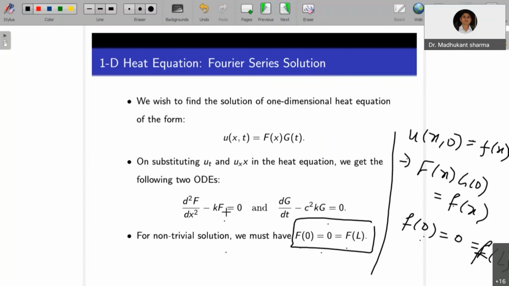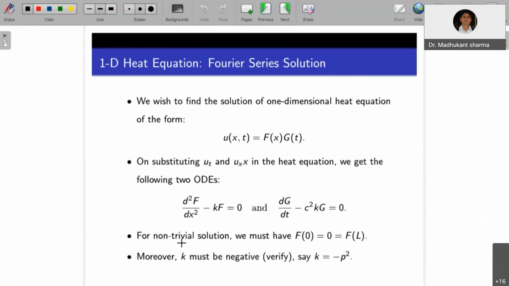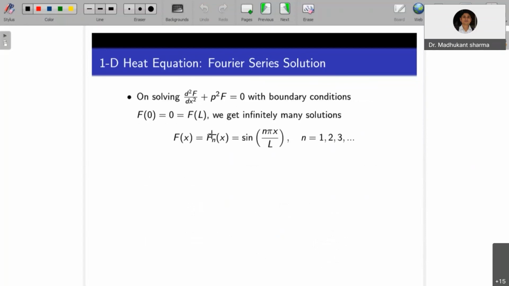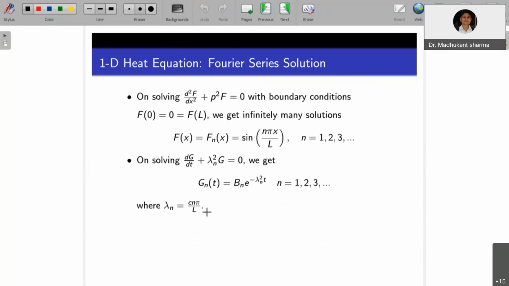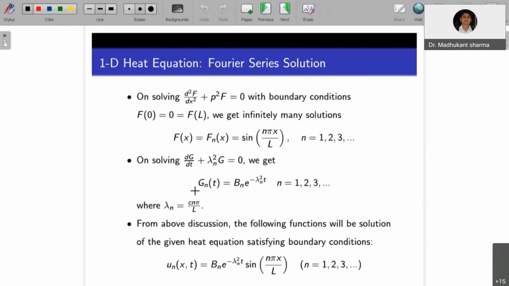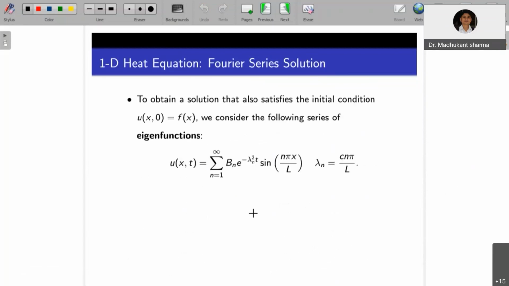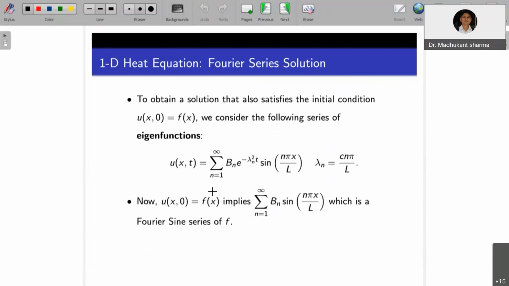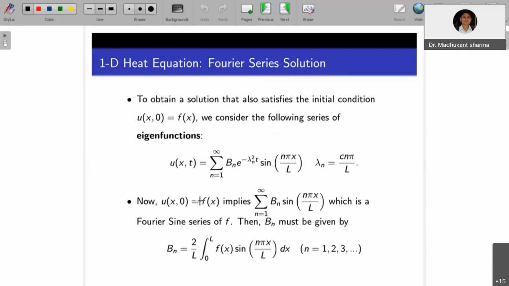So you have two conditions with this second order differential equation, you can solve this. And you can also verify that K must be negative, like we have checked in the wave equation. And if you solve out all the things, I'm just going with the final one. So here I think we have this, right?